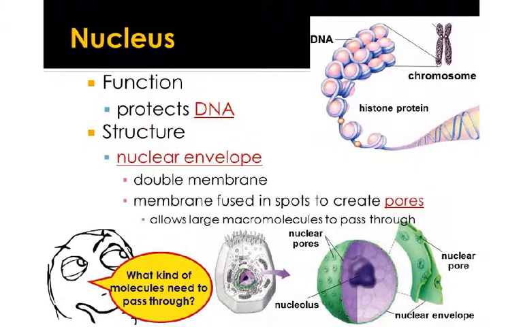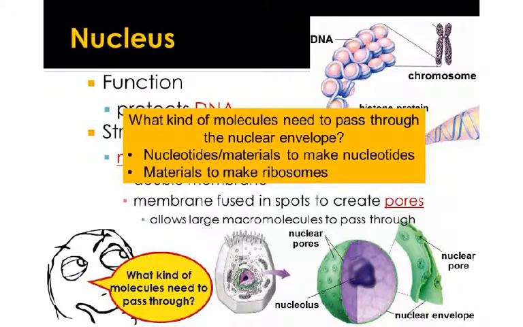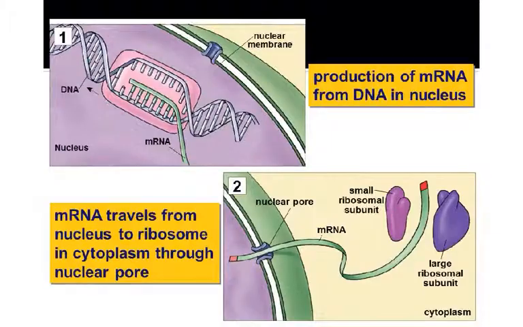The things that need to enter and leave the nucleus include nucleotides that are needed to make mRNA and rRNA, because ribosomes are actually made of ribosomal RNA. So the materials needed to make those rRNA need to be able to get inside of the nucleus.